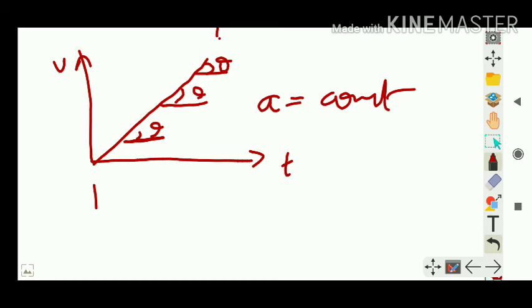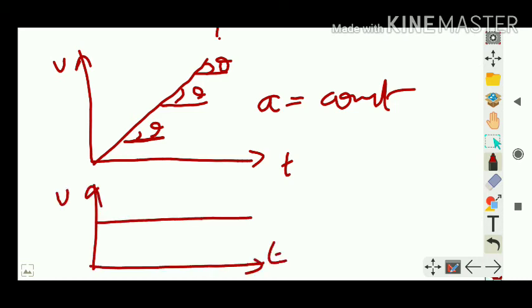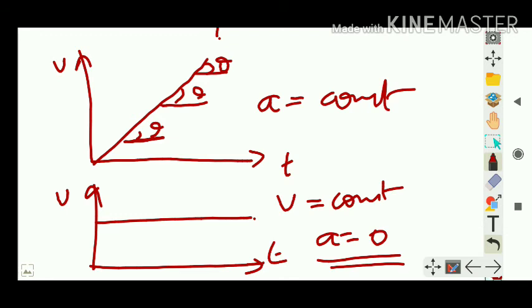If the graph is like this, with velocity against time, the object has constant velocity. Constant means the velocity is not changing. If initially the object is moving with a velocity of 2 meters per second, it is still moving with a velocity of 2 meters per second. So does it have any acceleration? No. So by looking at the graph itself, we can say whether the acceleration is constant or zero.